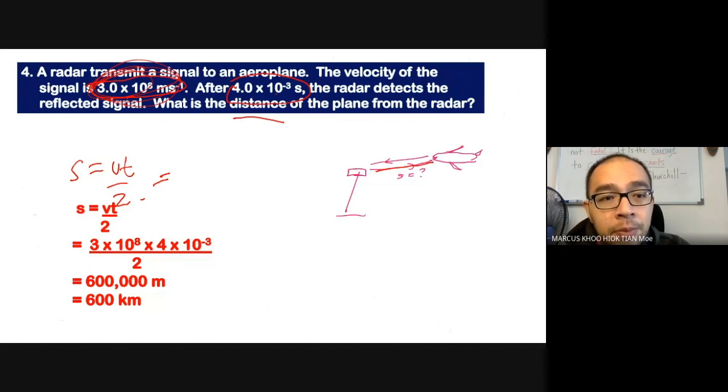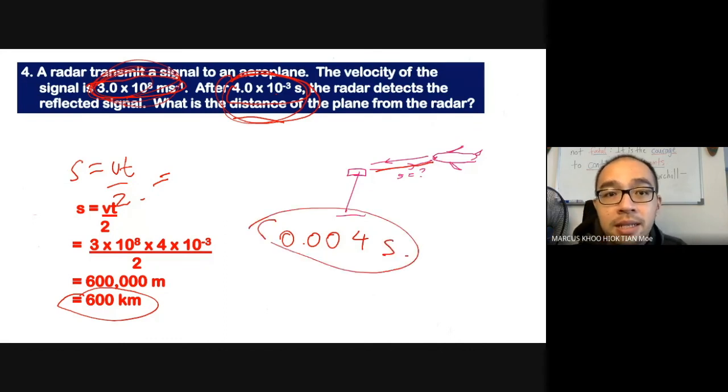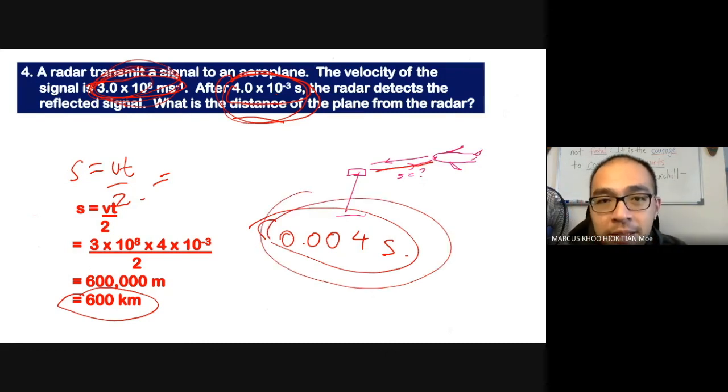But you see, 600 kilometers, right? But the time that it detects is 0.004 seconds. Do you notice how amazing this is? The plane is 600 kilometers away, but the signal sent out and comes back in less than 1 second. That's how amazing reflection technology is.